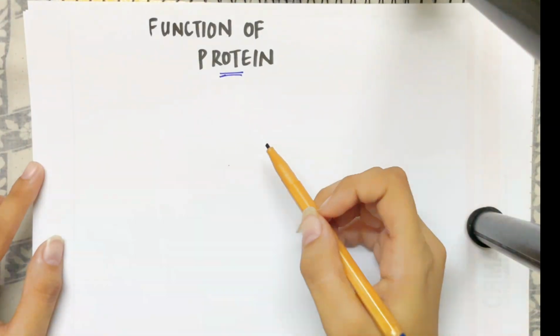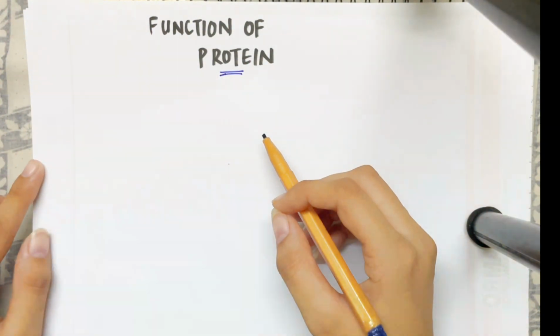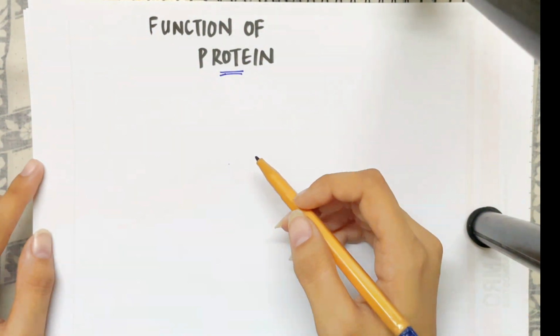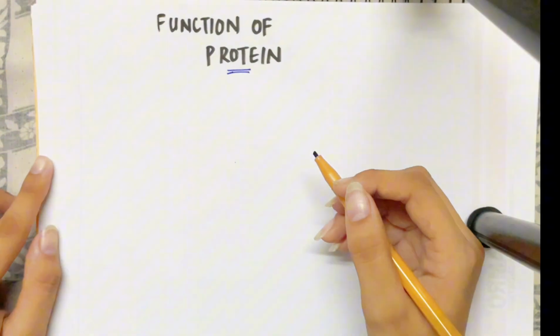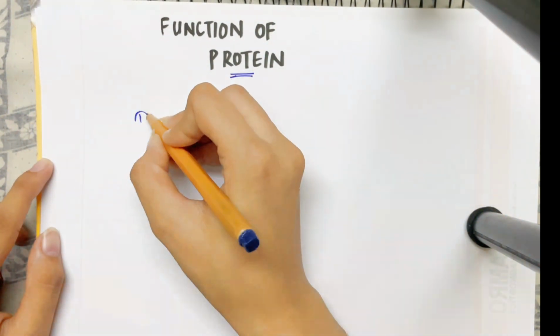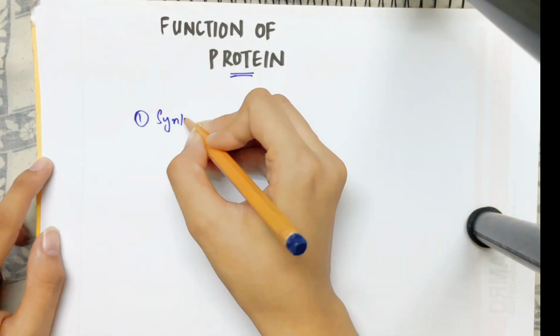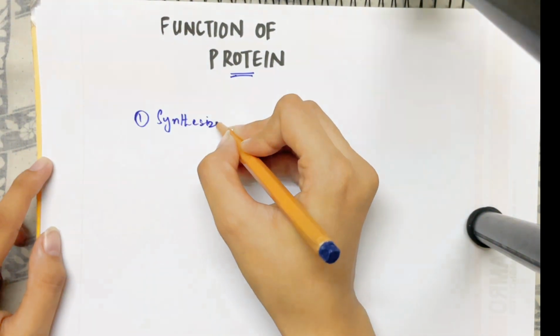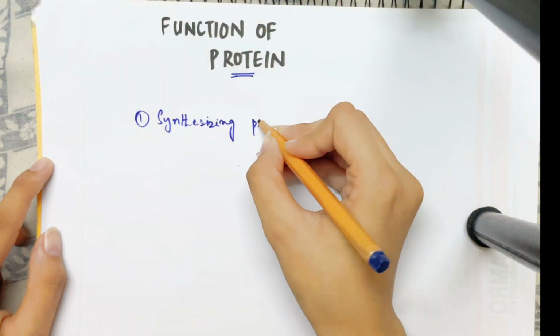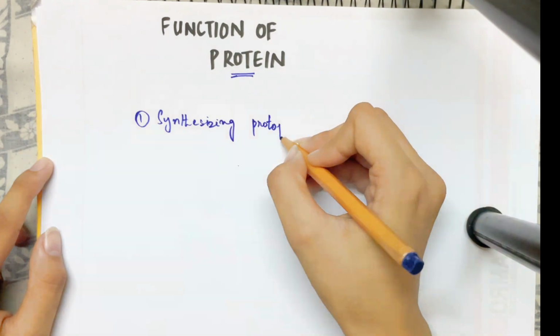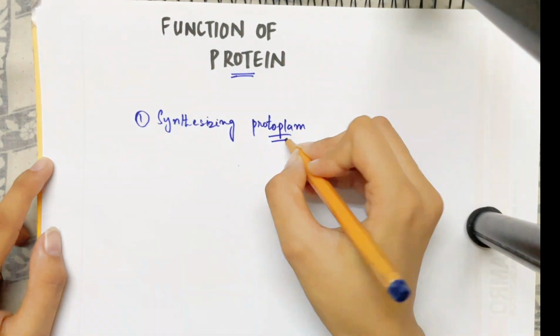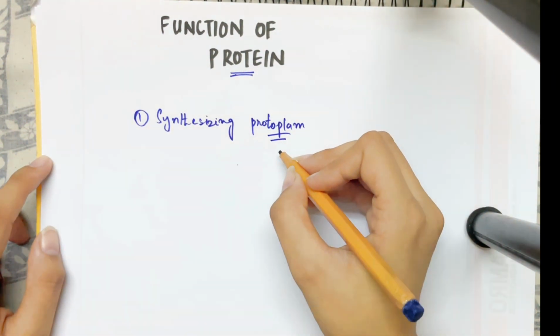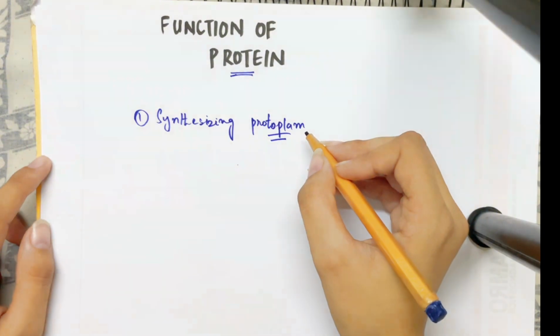We have the function of protein. When you talk about the function of protein, protein plays a very important role in synthesizing materials. On number 1, we have that it is responsible for synthesizing the protoplasm. Protoplasm is the structure that makes up the cytoplasm of a plant cell. So this is a very important constituent. The protein is responsible for synthesizing the protoplasm.